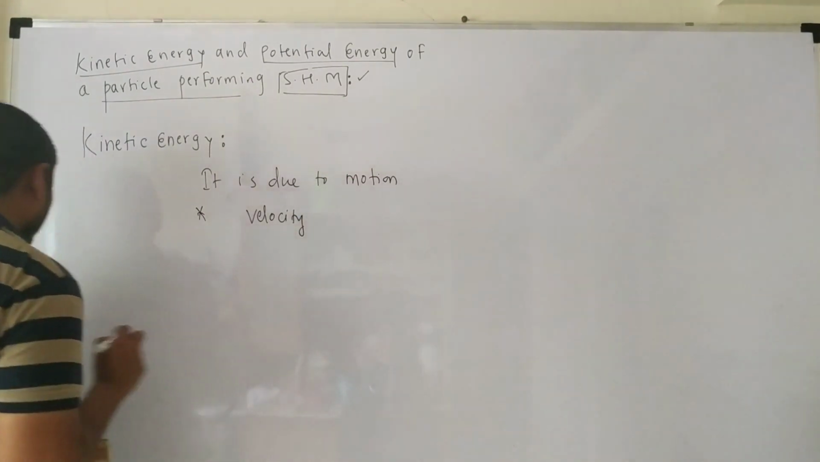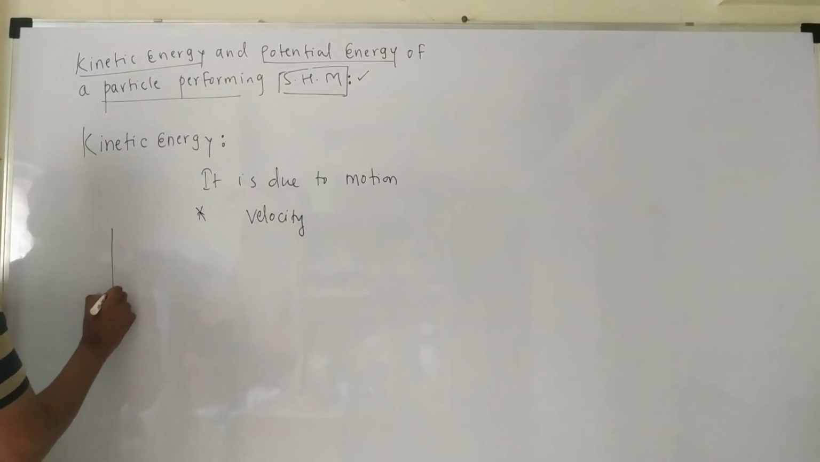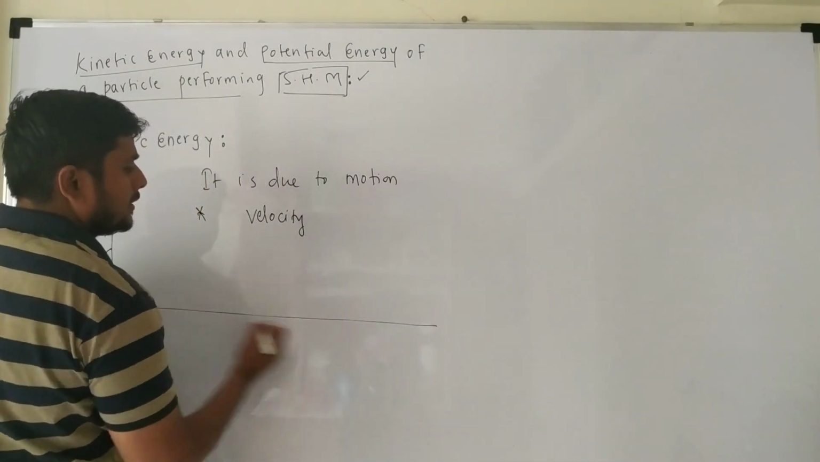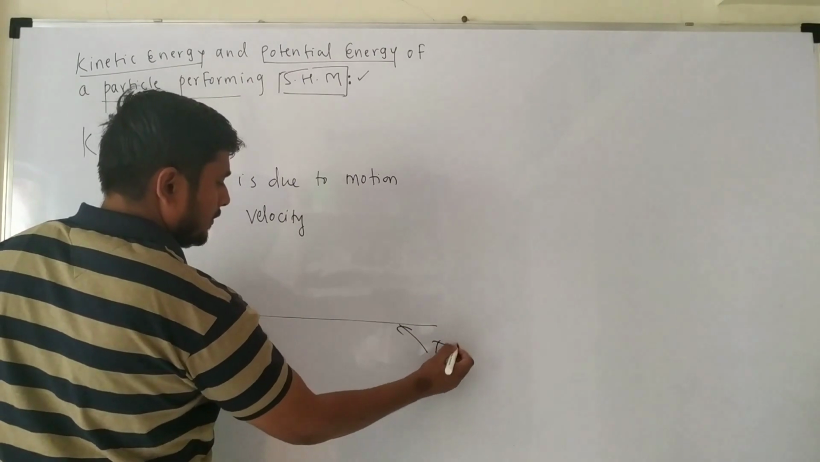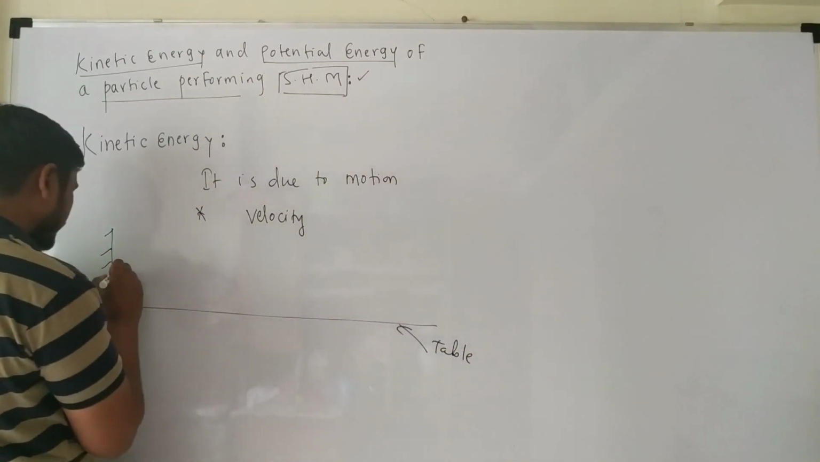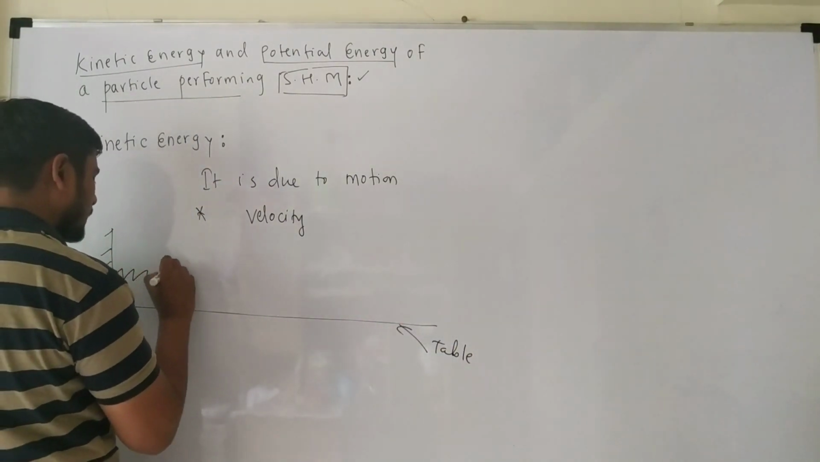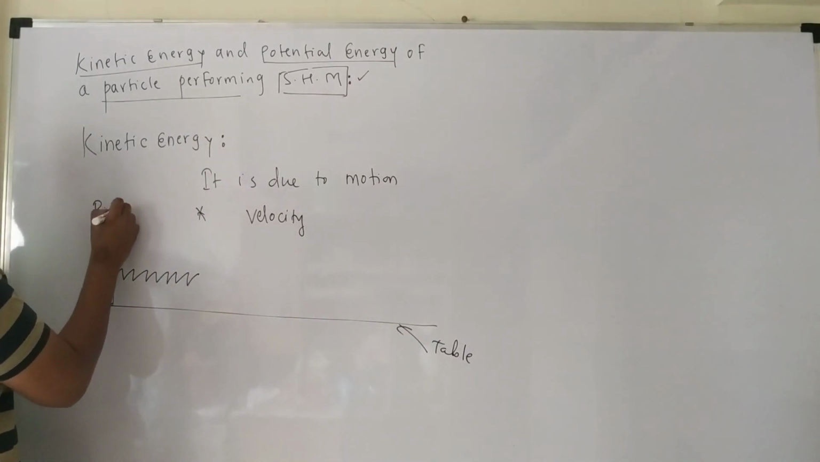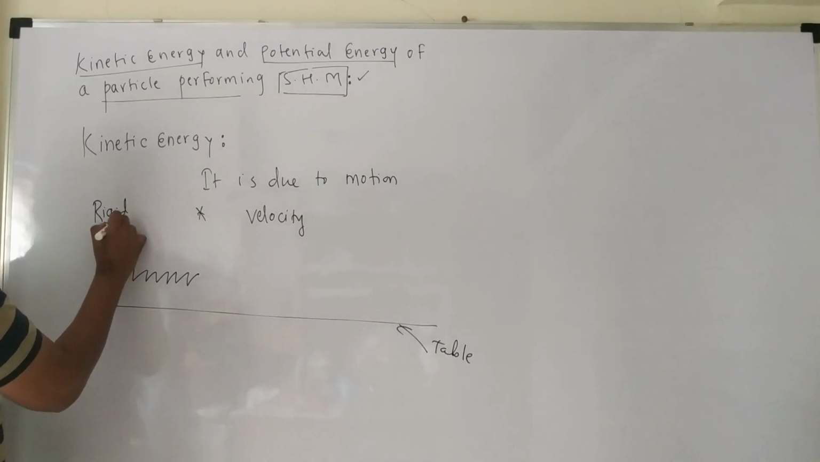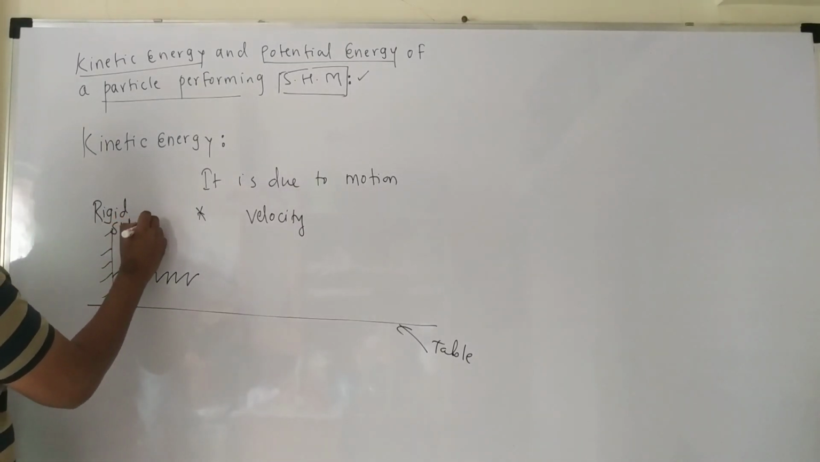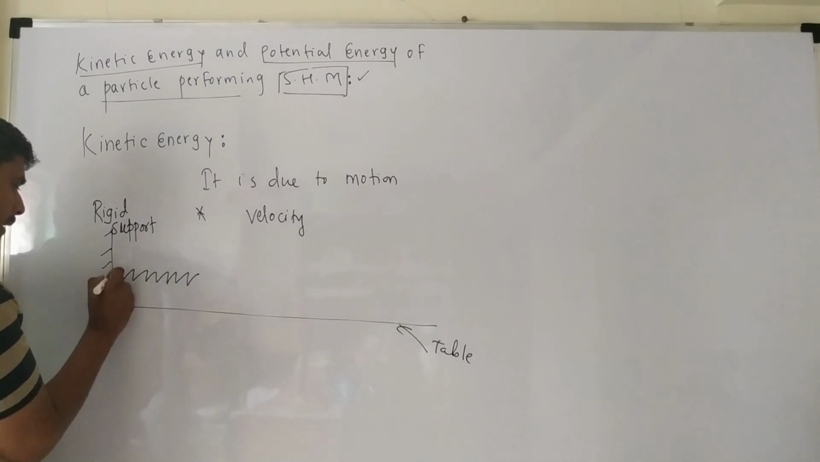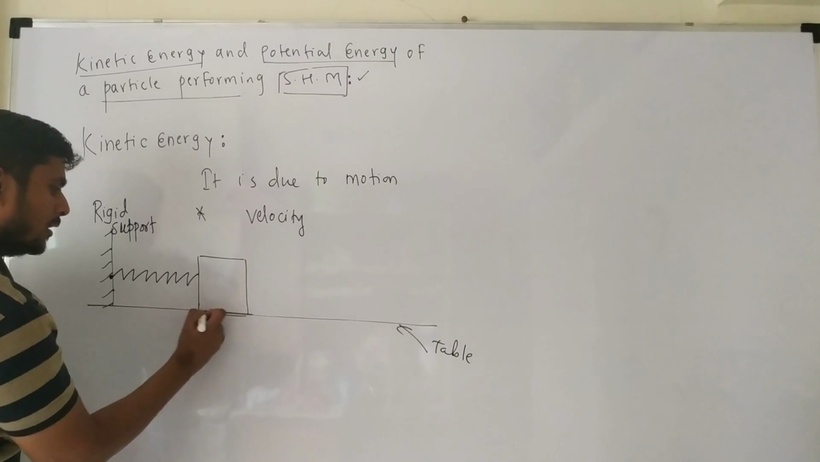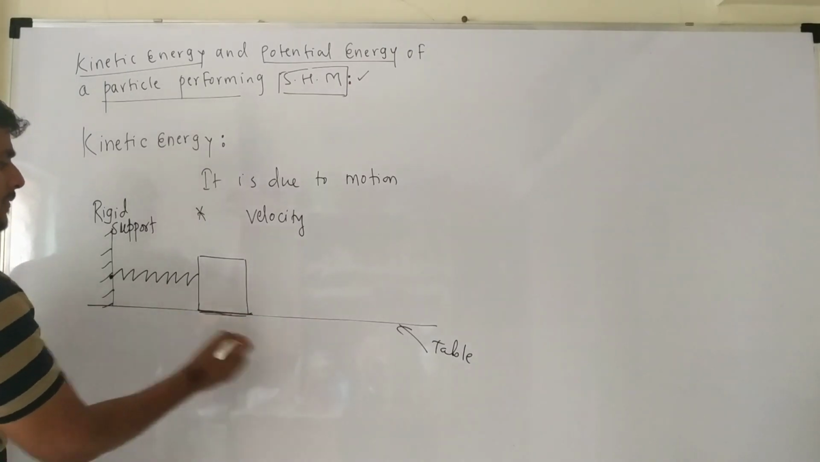For example, let's say this is a rigid support, and this is a frictionless table. This is stable, right? And on the table we attach a spring. One end of the spring is attached to the rigid support, and the other end of the spring is attached to a block, which will slide over this frictionless table.